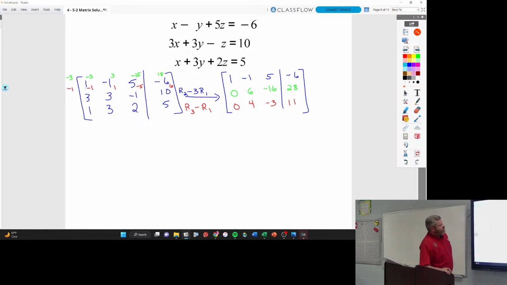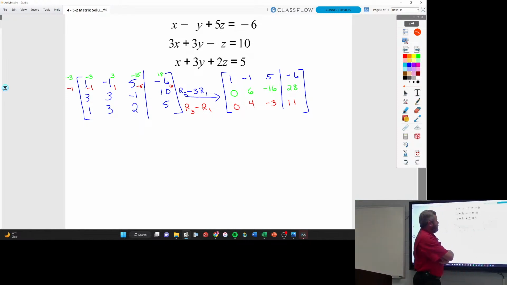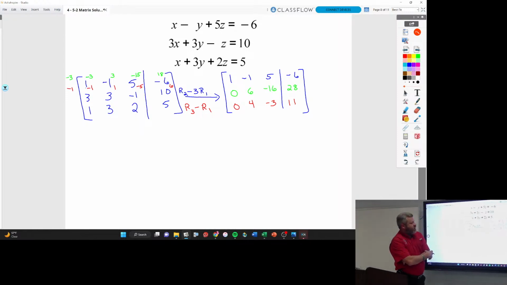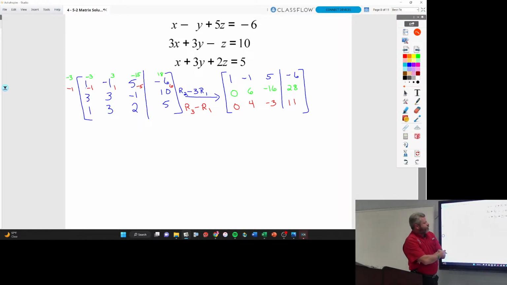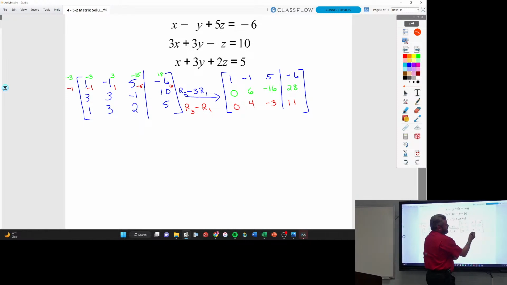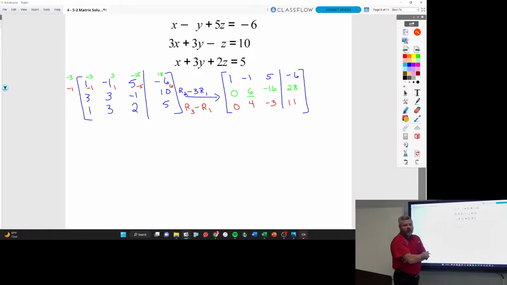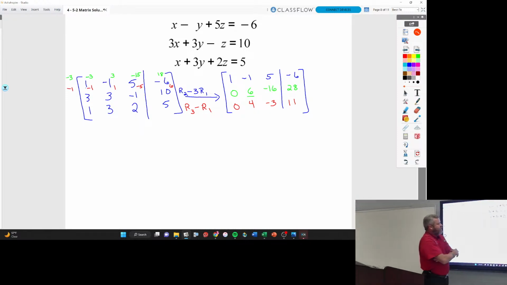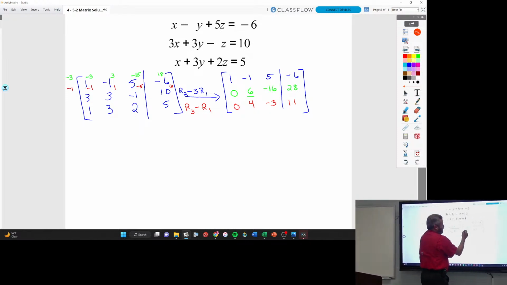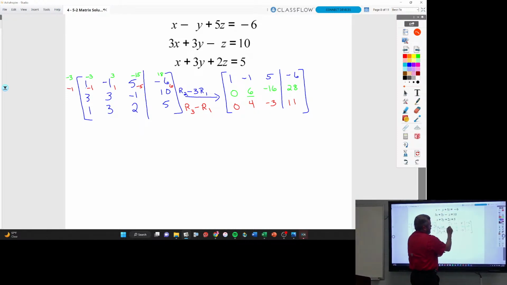Okay, so now I've got this new matrix that I'm working with. I have a 1 in the first column and in the first row, and everything else in column 1 is a 0, so I'm good to go there. So now I'm going to start working with row 2. So I want to turn this 6 into a 1. Well, to do that, all I'm going to do is multiply all of row 2 by 1/6.